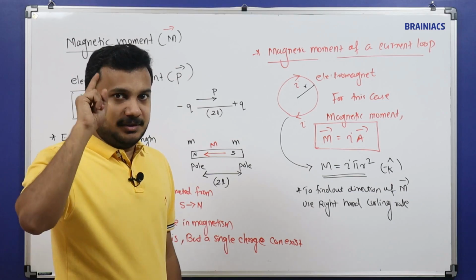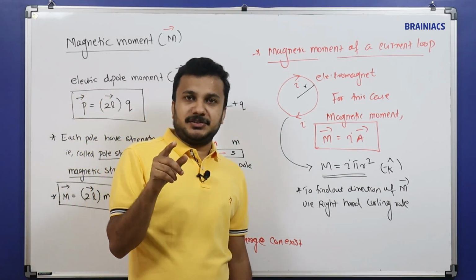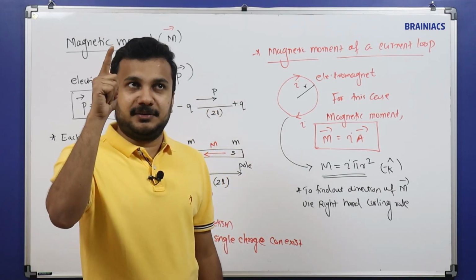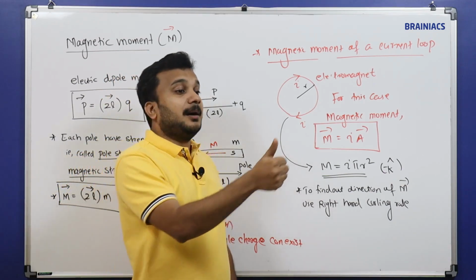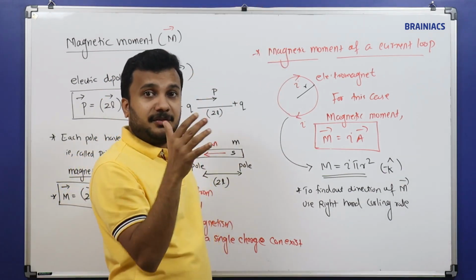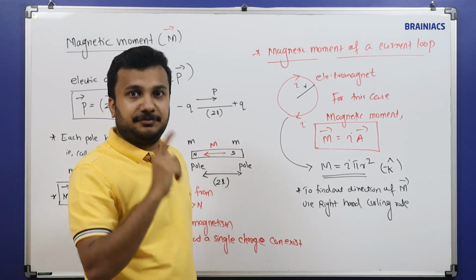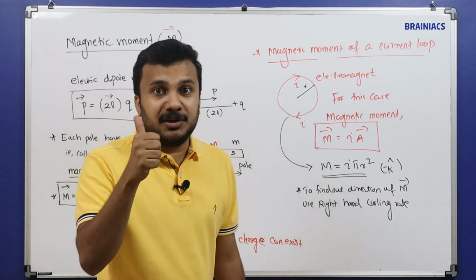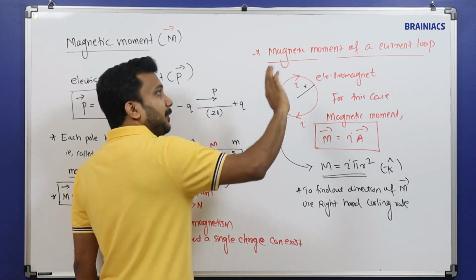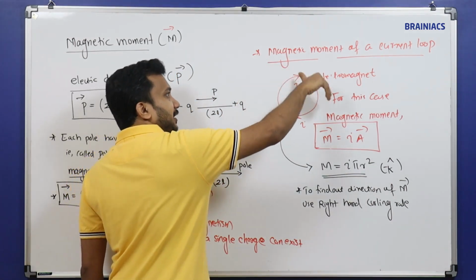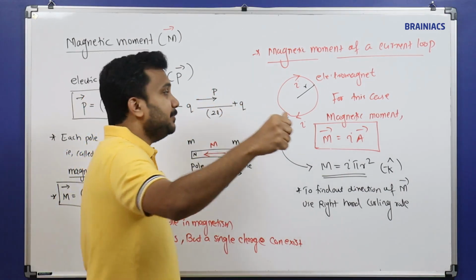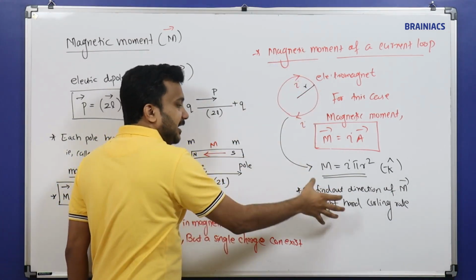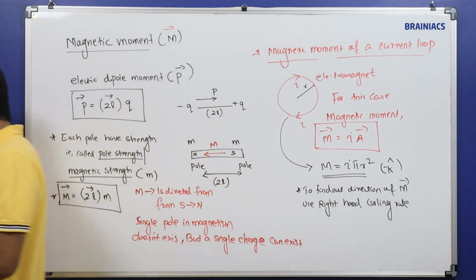Do not confuse. Listen to my two sentences. First, you can use the right hand thumb rule to find the direction of magnetic field: the thumb gives the direction of current and the other four fingers give the direction of magnetic field. This is what we studied in the previous session. Now here the thumb is not pointing in the direction of current. My curling fingers point in the direction of current, so my thumb is into the board, which gives the direction of magnetic moment. Very, very important.